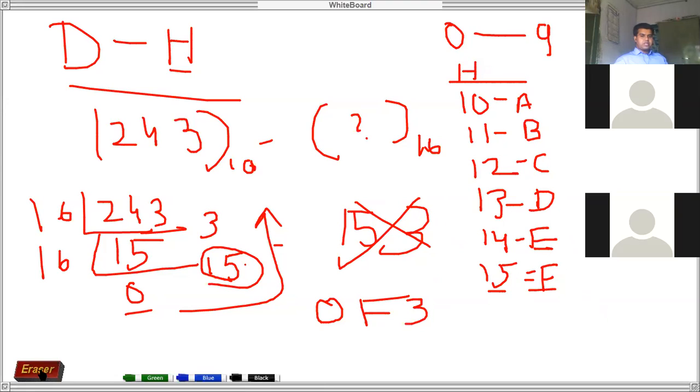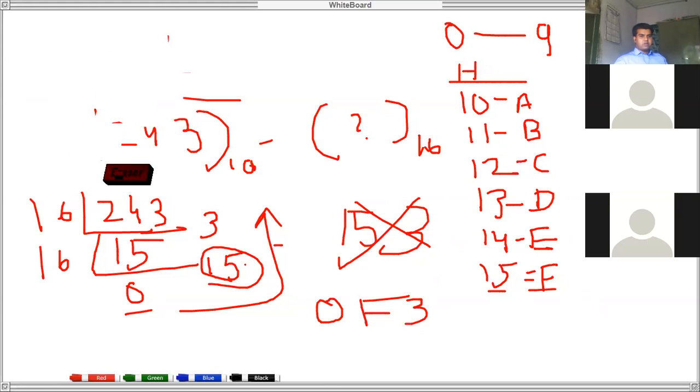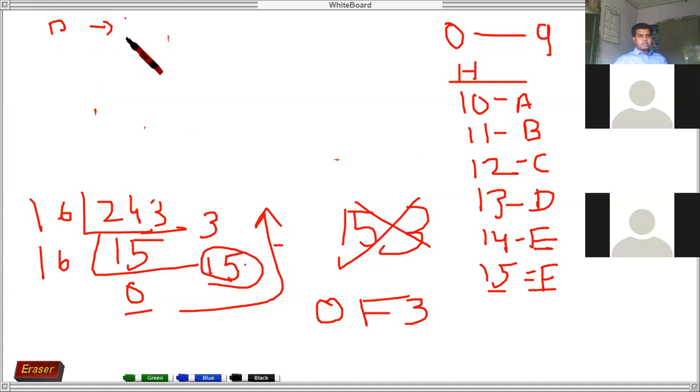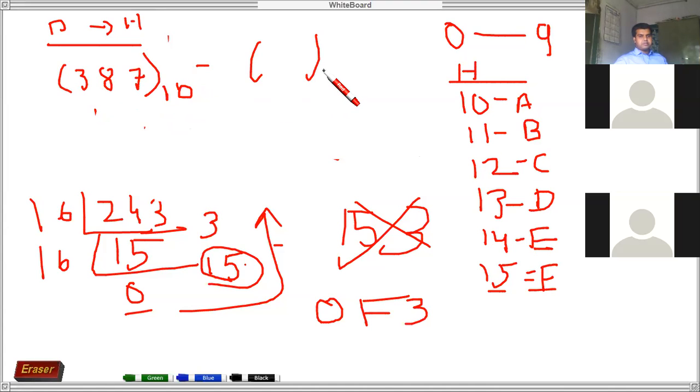We will do one more question if everyone has copied down. We'll do another question, that is decimal to hexadecimal. Here is the question. 387, decimal number. You have to convert into hexadecimal number. How will you do? Follow the steps.